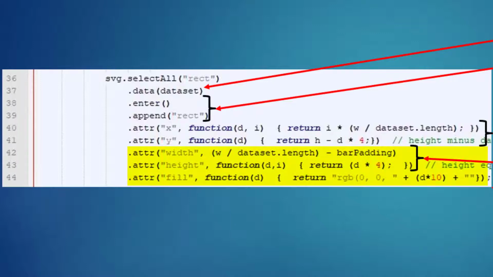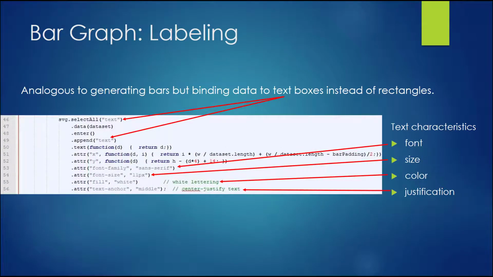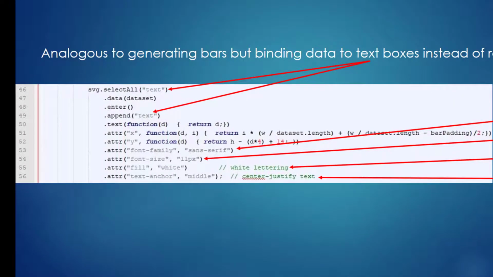Other attributes provided are the width and height of each bar, as well as its color. These are calculated as functions of the visualization's dimensions, the size of the data set, and the value of the datum. Since our graph also contains labels, we need to go through an analogous process for appending labels. And logically enough, we do this by now appending text instead of rectangles. Again, we need to provide X and Y attributes for positioning the text. And in addition, we need to provide some text-specific attributes, such as the font, the size and color of the lettering, and the text justification.